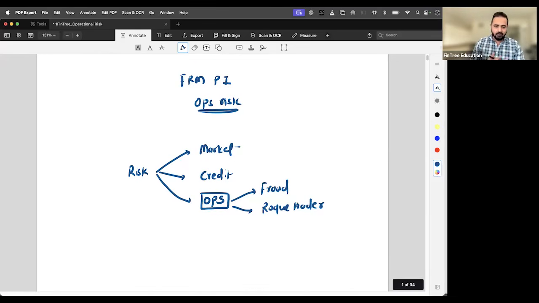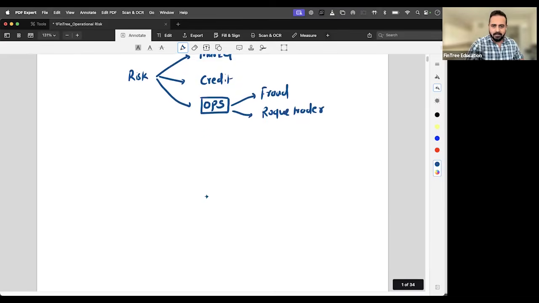So in this reading, we explore the entire ecosystem around ops risk. It's a very beautifully, nicely done reading. It does not get involved in too much mathematics, but still gives you a good picture of the entire operational risk ecosystem. All right, so with this background, we're starting.